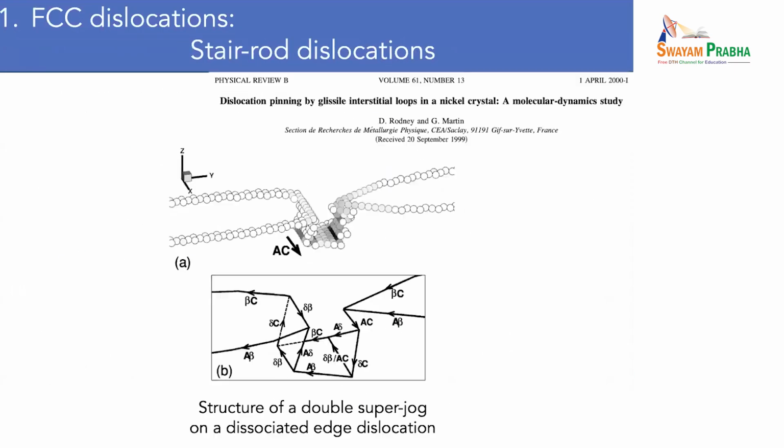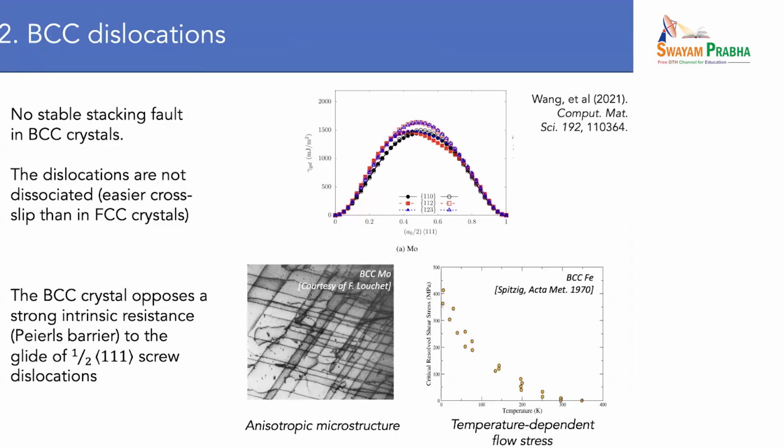You do the same in BCC. Whatever the plane you do, you always have a single maximum. There's no metastable stacking fault in the BCC structure. As a result, the cores of the dislocations are not dissociated. At most, they can be extended. Although I argued yesterday that the extended core is an artifact of the interatomic potentials, it can still be a little bit extended, but it's not going to be dissociated.